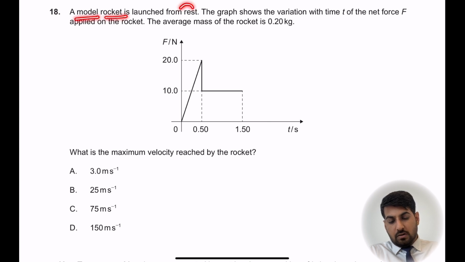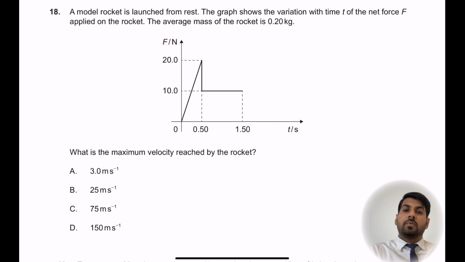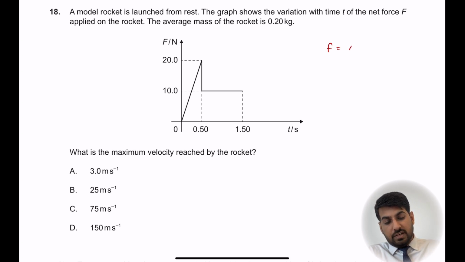A model rocket is launched from rest. The graph shows the variation with time t of the net force F applied on the rocket. The average mass of the rocket is given. So guys, look, this is what? Force versus time graph. So always remember, whenever the force versus time graph is given to you, we have discussed this in the class. Force is rate of change of momentum, right? So force into time is the change in momentum. Now change in momentum is mv minus mu.